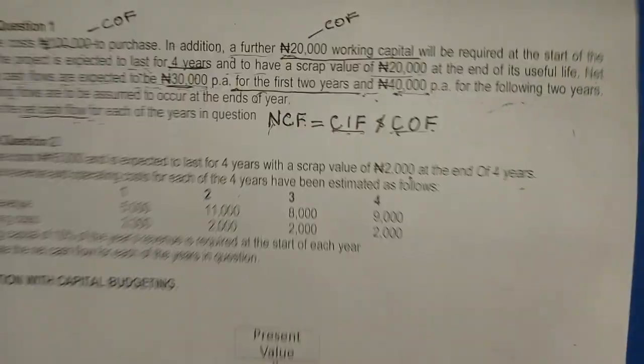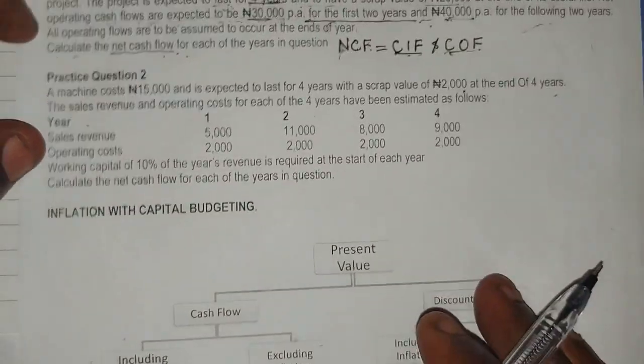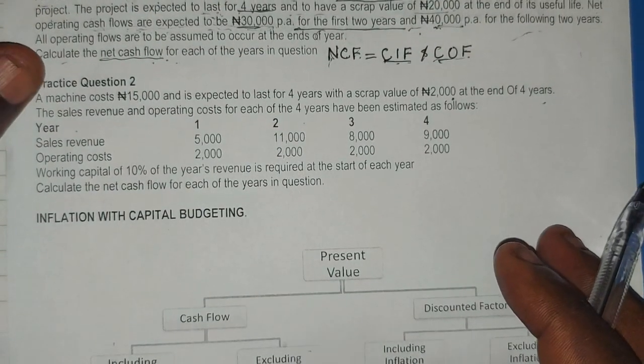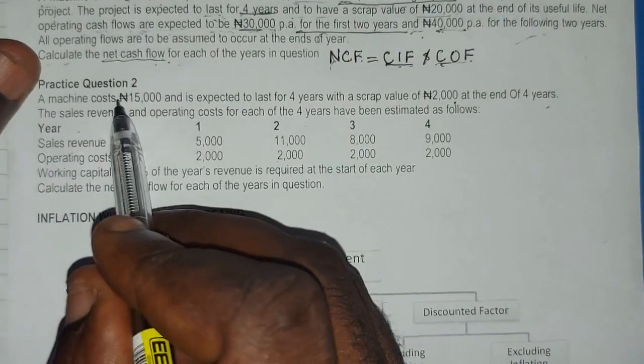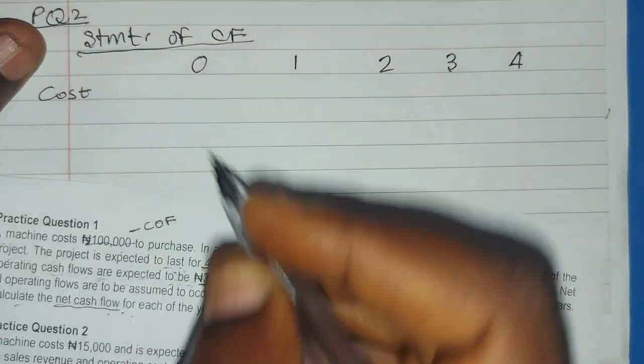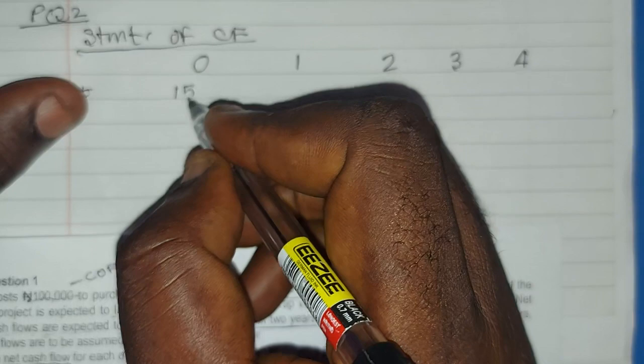Okay, class. Now, if you look at the question, please, you can pause the video and write out this question. All right. Now, machine cost. So you have the cost of the machine at year 0.